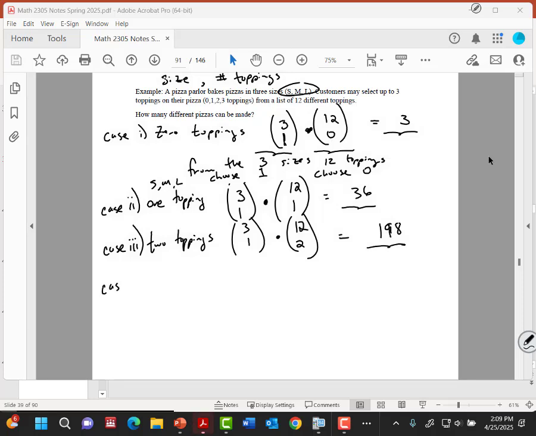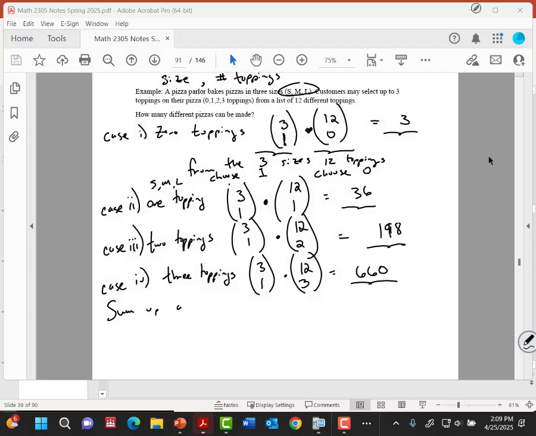And now lastly, let's take a look at case 4. 3 toppings. Okay. From the 3 sizes, choose one of them, small, medium, or large, times from the 12 toppings, choose 3 of them. So 3 combination 1 times 12 combination 3 is 660. And so now we desire to sum up all of these cases.